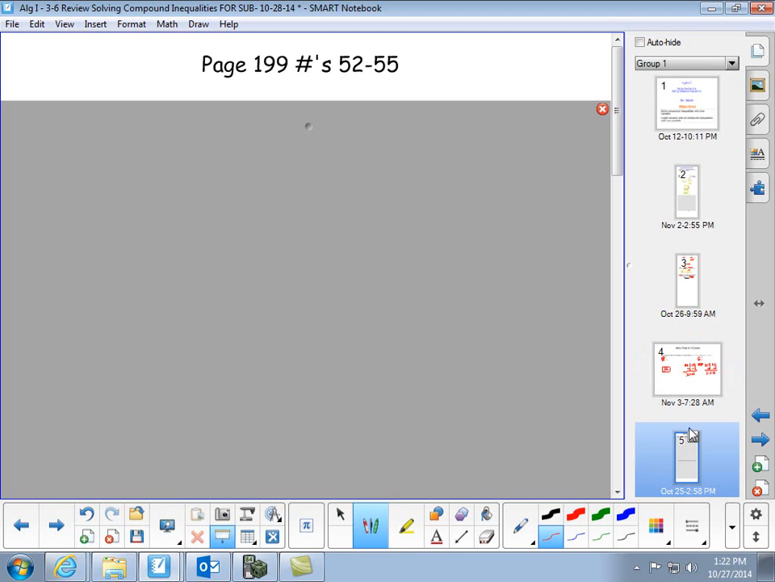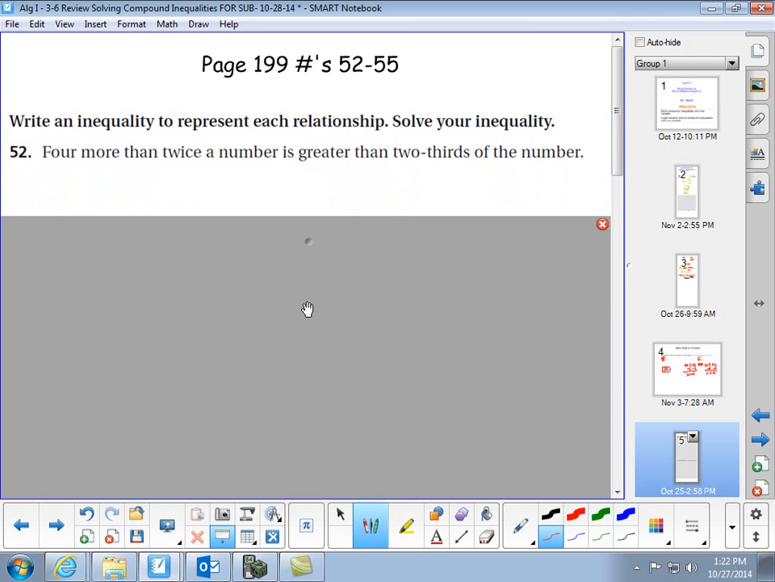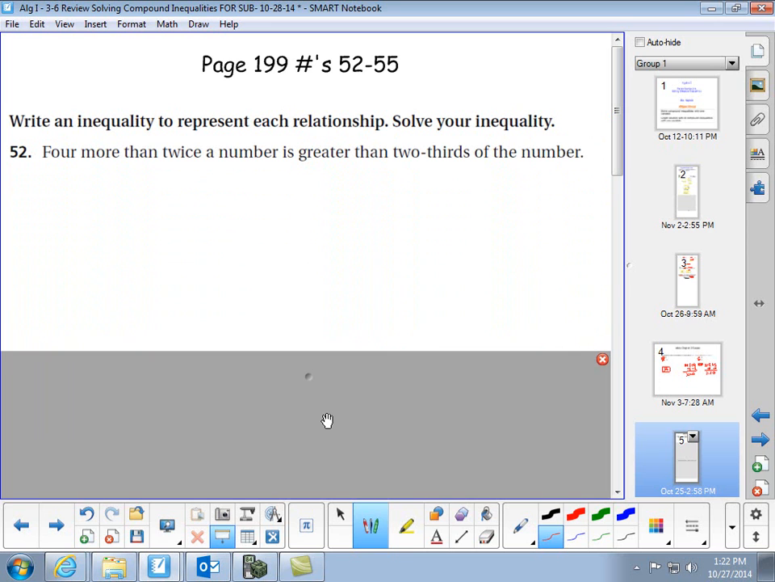Okay, and then the last couple ones here is on page 199, 52 to 55. You can either get your book out and start doing them and pause the video, or I can show you one at a time and then you can pause it and then I'll do it and so forth. So go ahead, pause the video, and then we'll go over it in a few minutes.